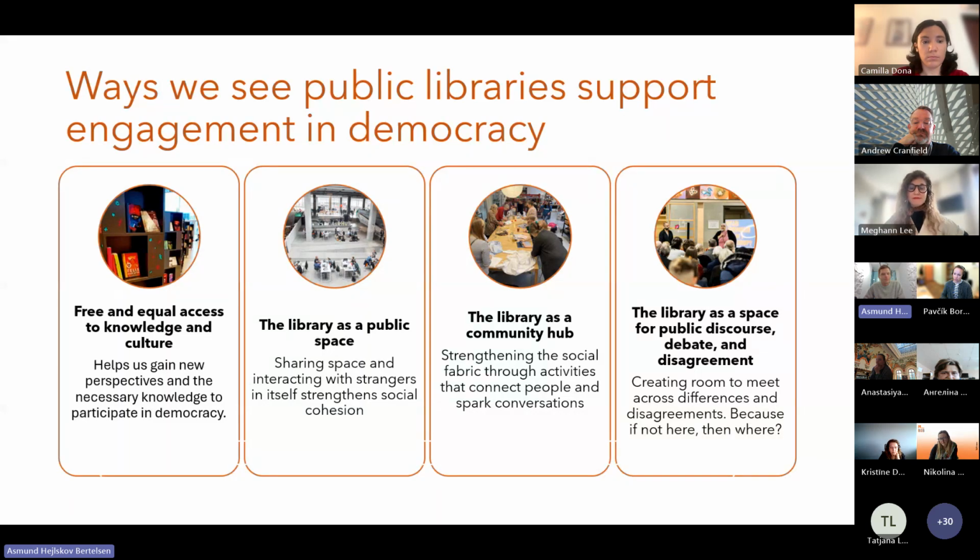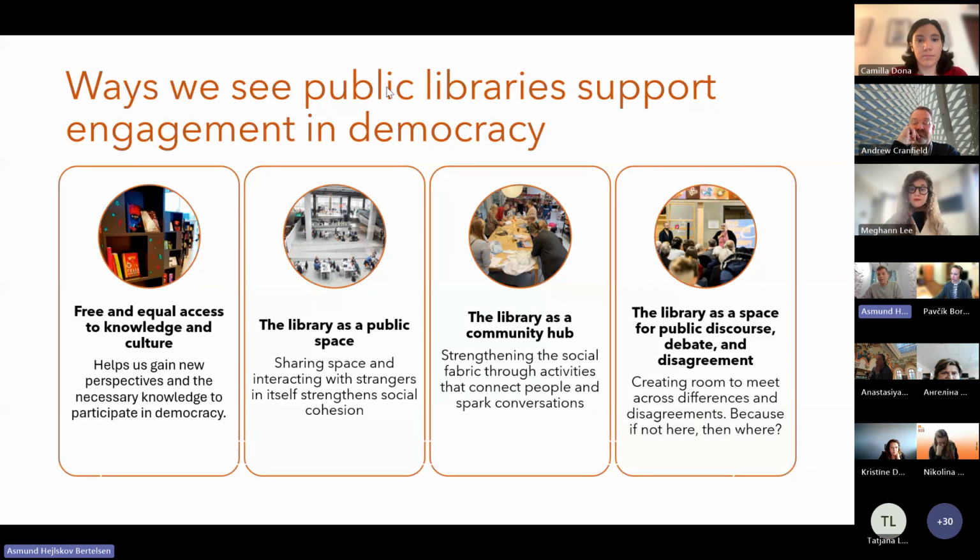And the library is maybe the best place in the world to do so, because it is a place where everyone is welcome. And if not at the library, then where? It is the only free non-commercial space we have in the public right now.